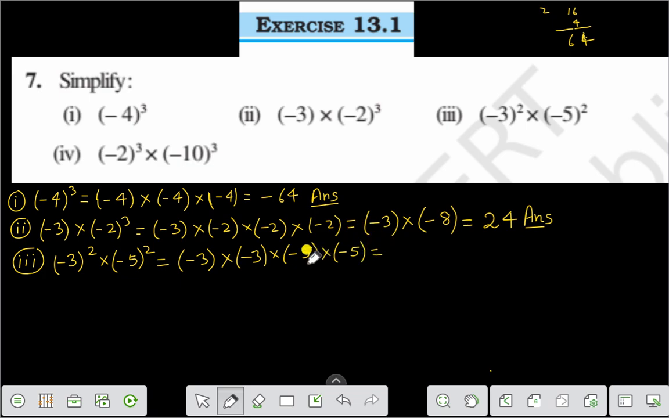Then you will get minus into minus is plus, and 3 into 3 is 9, minus into minus is plus, and 5 into 5 is 25. And you are multiplying 25 with 9. 5 9s are 45, write 5 and carry 4. 2 9s are 18, 18 plus 4 is 22. That is, you are getting 225. The answer is 225. That is the answer.